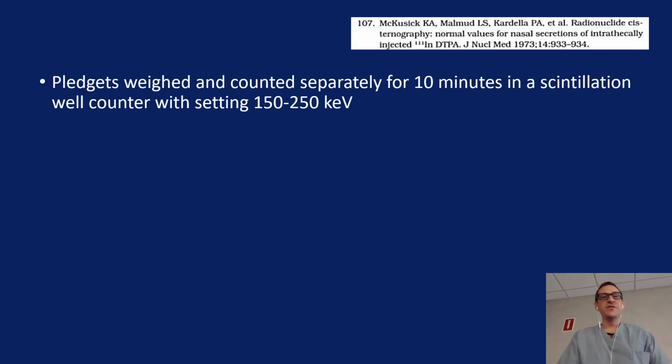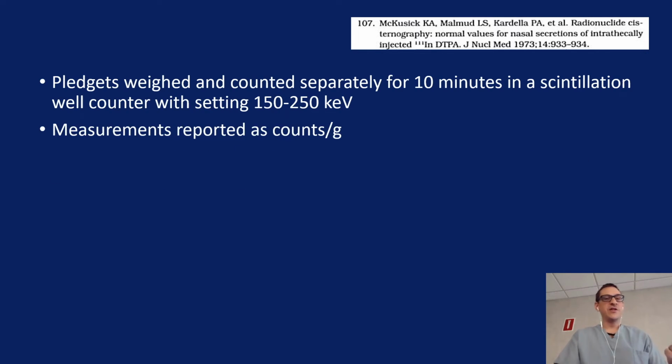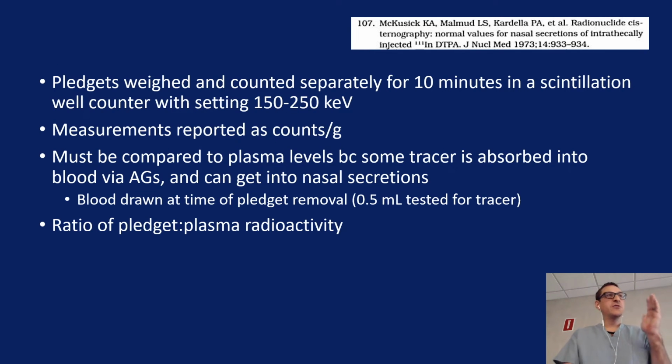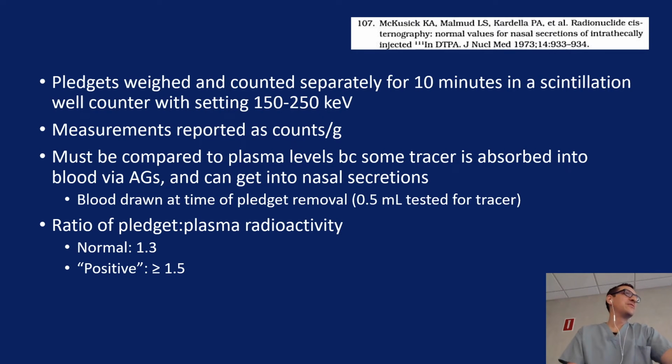I'm not going to go through all this. You guys get the idea. You measure the amount on the pledget. But the part I want to show you, you're looking at the ratio of pledget to plasma radioactivity. A normal, and I only found this in this study, it's definitely not ENT related, so normal 1.3, positive is if it's greater than or equal to 1.5.